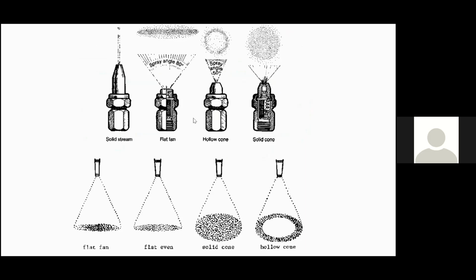So again, we come to different types of nozzle: solid stream, flat fan, hollow cone, solid cone, and we use flat fan even nozzles. That is the second picture, which gives a spray angle of 80 degrees and gives even spray on the walls. Other types of nozzles are used for other applications, maybe in agriculture or for larvicidal application in vector control programs. But for IRS programs, we use flat fan even nozzles.